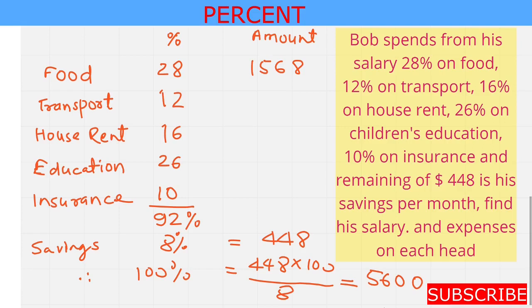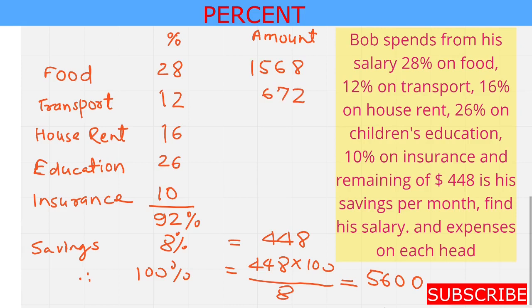Now 12% on transport. So we will first calculate 10% and then we will add 2%. 10% of 5,600 is 560 plus 2% is 112. So 560 plus 112 is 672. So 12% on transport will be 672.